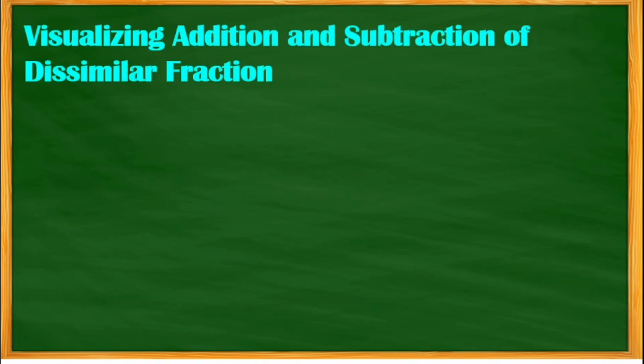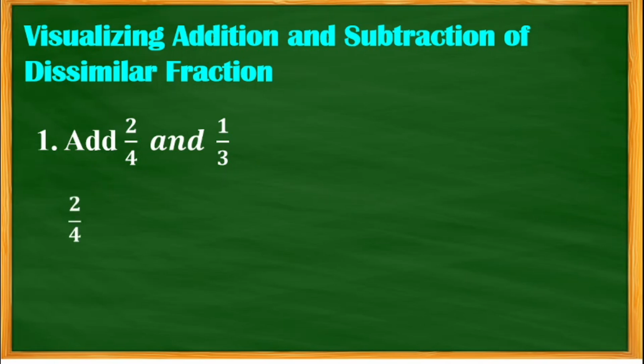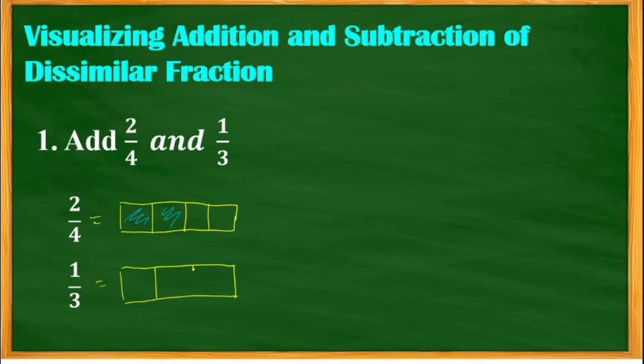Now, let's proceed in visualizing addition and subtraction of dissimilar fractions. This time we're going to perform the operation on dissimilar fractions. Let's add. So we have 2/4 and 1/3. Let's draw. This would be 4 equal parts, and the shaded region would be 2 parts. And then for 1/3, we have 3 equal parts, and we have a shaded region of 1 part.